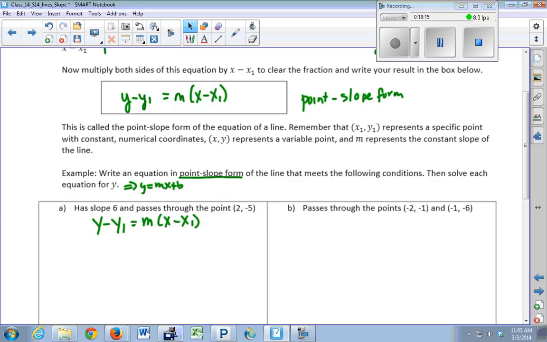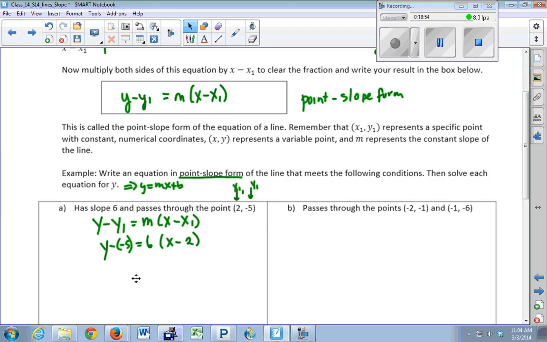So now all I have to do is plug in 6 where I see my slope. I'll never have a value for y and x because that's an arbitrary point. We want to keep it as variable. But we do have to have one other bit of information. Even if I know the slope, I can't write my equation without knowing one point on the line. So I'm given that right here. Here's x1 and here's y1. So where I see y1, I replace it with a -5. And where I see x1, I replace it with a 2.